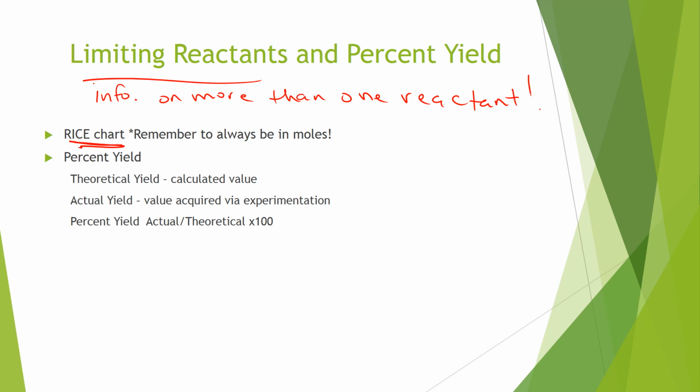When we are working percent yield, then we have theoretical yield, which is the calculated value, actual yield, which is the value acquired via experimentation, and then percent yield, the way we calculate that is actual divided by theoretical times 100, and that's how you get the percent yield.